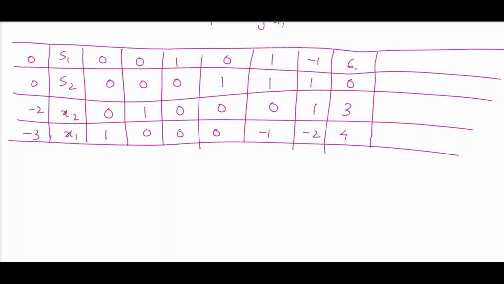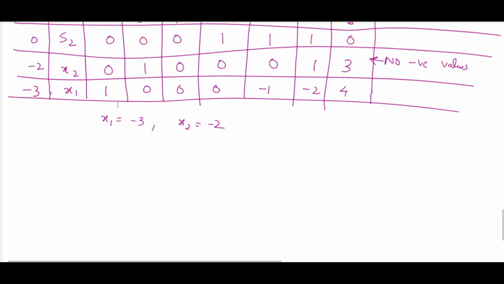So no need to go for further iteration, as the contribution quantity has no negative value. This column has no negative, all are positive values. So this is the final solution. Your x1 is equal to minus 3 and x2 is equal to minus 2. So these are the values.